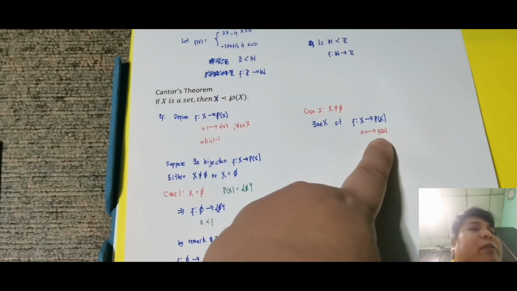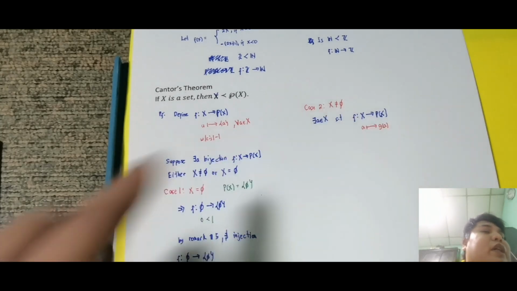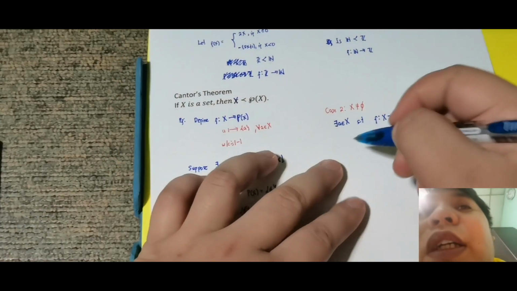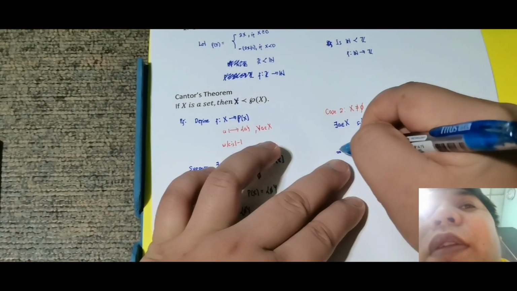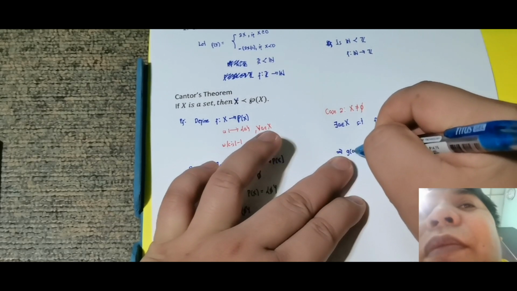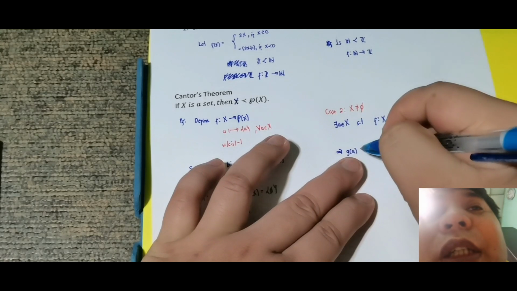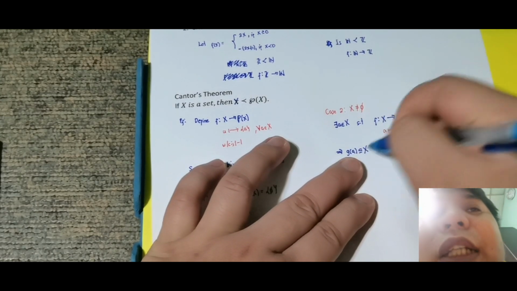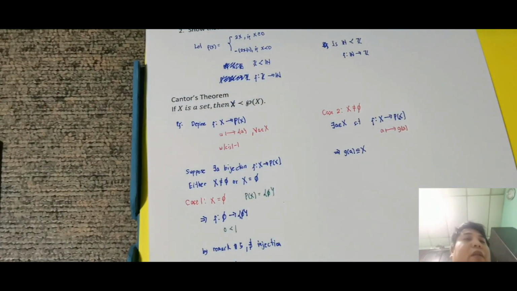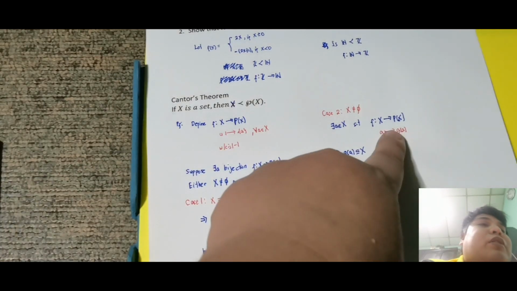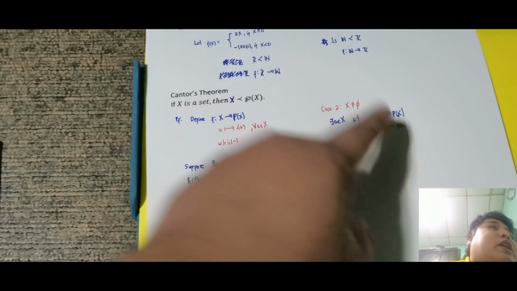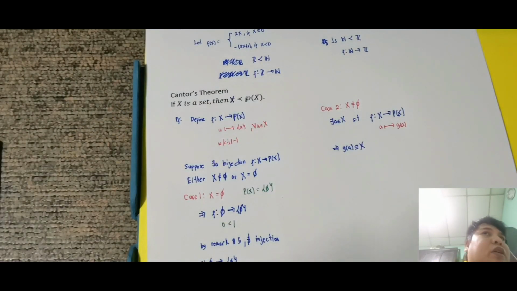Yung f of a na yan, ano may ibig sabihin? Aware kayo na yung mga laman ng power set ng x natin is always a subset ni set x natin. Sure ako dyan, by definition of power set. So, ulitin ko lang, pag pumasok siya doon sa function natin na yan, i-power set siya, nasa loob na siya noon. Okay, so sure ako, subset lang din siya ng set x natin yan.